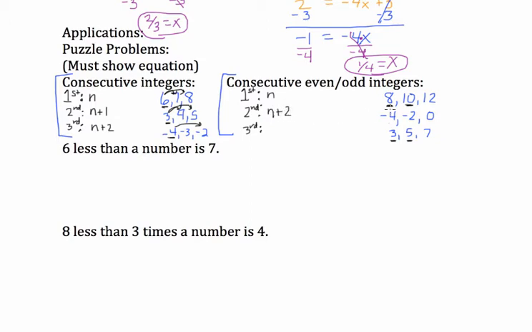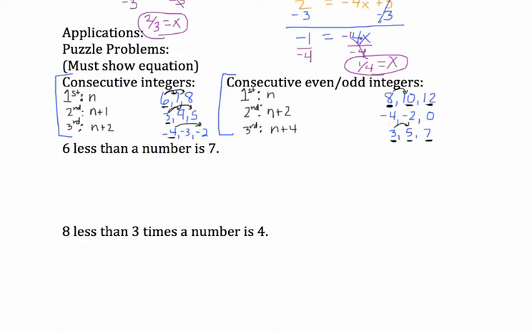Now it doesn't even matter if it's even numbers or odd numbers, you still add 2 to get to that next number in line. The same thing for the third integer. If the first one is named n, the third one is named n plus 4. Doesn't matter if they're even or odd. If the first one is n, that third one will be 4 more than that, so n plus 4. So if you're asked to find consecutive even integers or consecutive odd integers, the names of them would be n, n plus 2, and n plus 4.